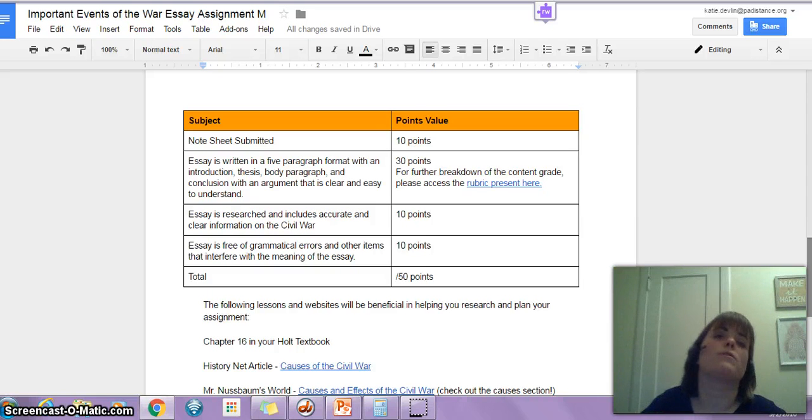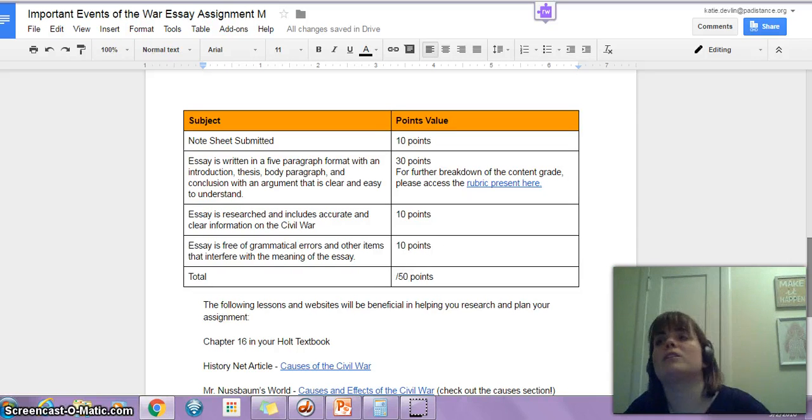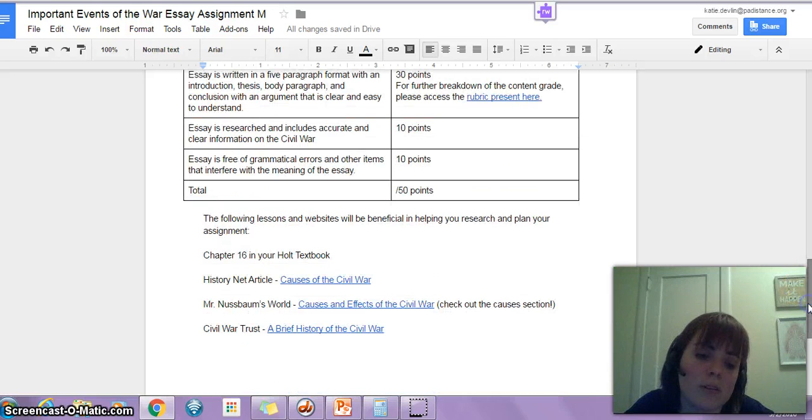We need to make sure that we've used researched and accurate information from the Civil War. This means that we are writing down the information using our own words, and that we are using our textbook and other information sources to help us out, and that we're writing an essay free of grammatical errors and other items. So here are some things that you can use to help you with this assignment.